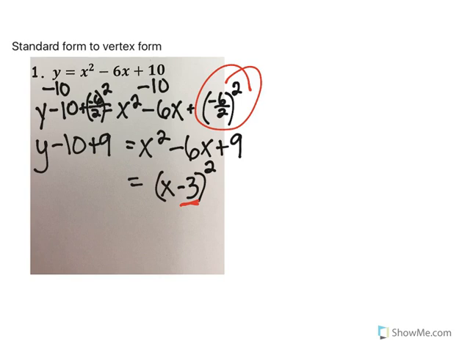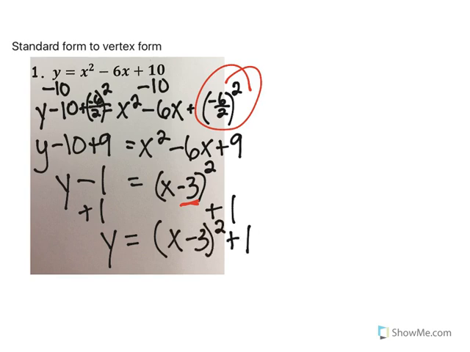On the left, what's negative 10 plus 9? Negative 1. Y minus 1. Good. And now we're so close to vertex form, our only step is to get the negative 1 over and attach it to the end. That's our k. Our k is negative 1, but we add 1 to both sides. I am done with this problem.